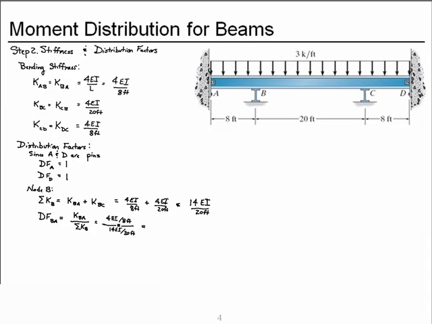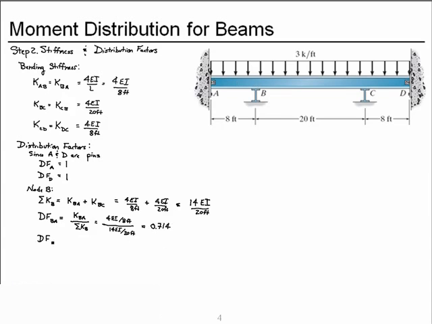If we cancel the EI, multiply these out, we get 0.714. So when node B is released, most of the moment will distribute into member BA.